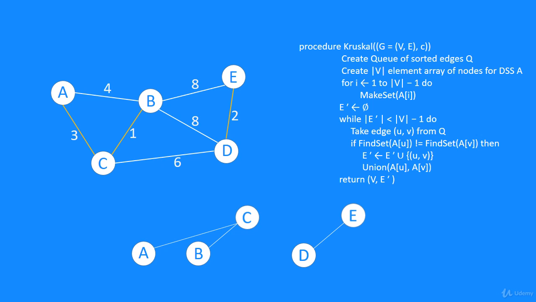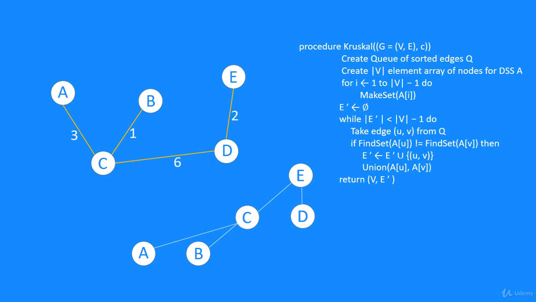Now, we try to add the edge from A to B. Since they are in the same component, we cannot add this edge to our solution, so we move on to the next edge. The smallest of the remaining is the edge from C to D. Since these nodes are in different components, we can add this edge and call union on these components. And by adding this edge, the count of edges in our solution is equal to the number of nodes minus 1. So we are done, and we have found the minimum spanning tree of this graph.